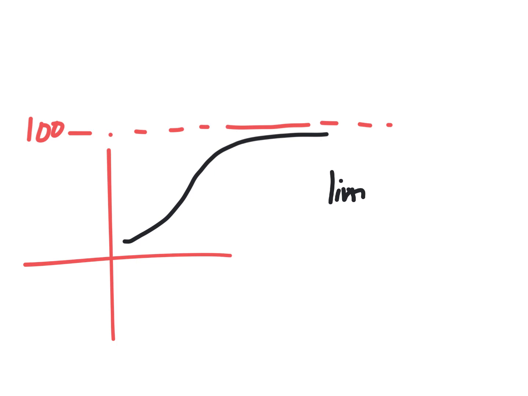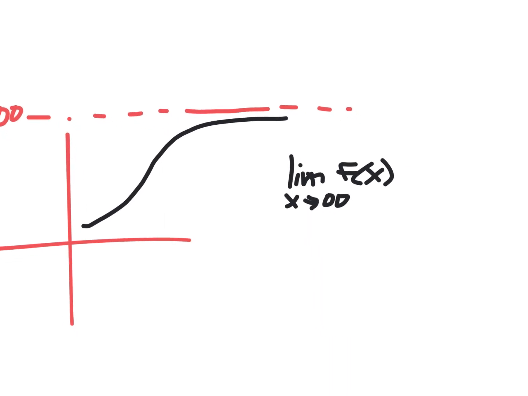Okay, so anyway, in the limit, as x, which is like time, approaches infinity, the limit of our function for the deer population is the height of it, which would be 100. Does that mean it'll hit exactly 100? No, it'll approach 100. It'll get infinitely close to that.